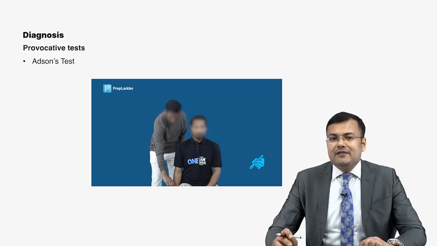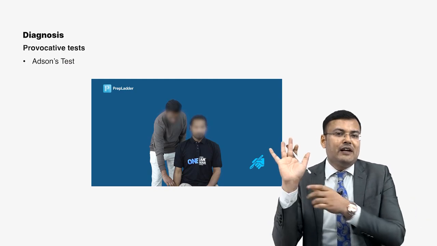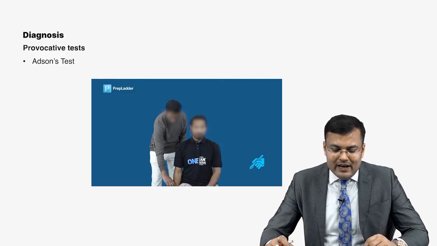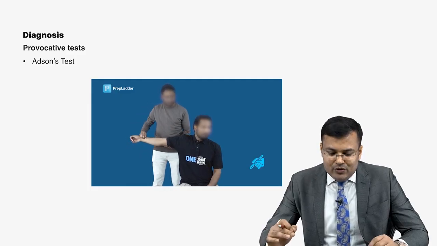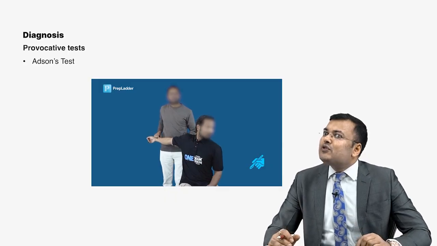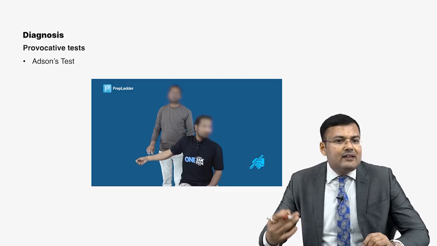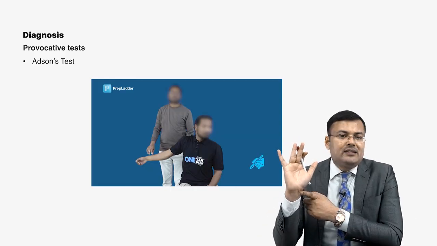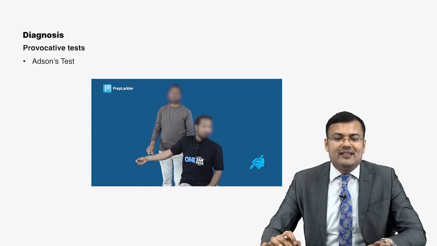See the first one. The first test is Addson test, also known as Scaleni test. In this case, first we check the radial pulses. After that, we ask the patient to take a deep breath and hold it, then extend the neck fully and turn the face towards the side. If after this there is obliteration or diminution of radial pulses, it suggests the diagnosis of thoracic outlet compression syndrome. So this is Addson test.